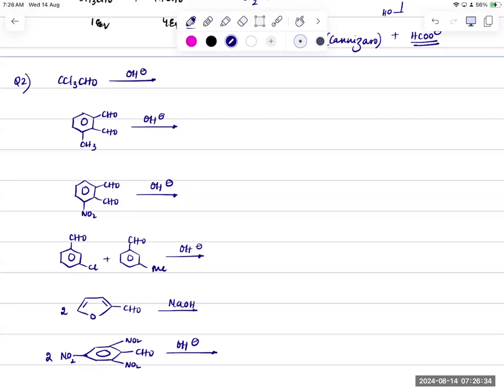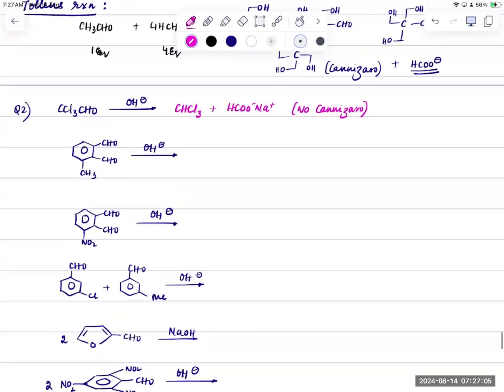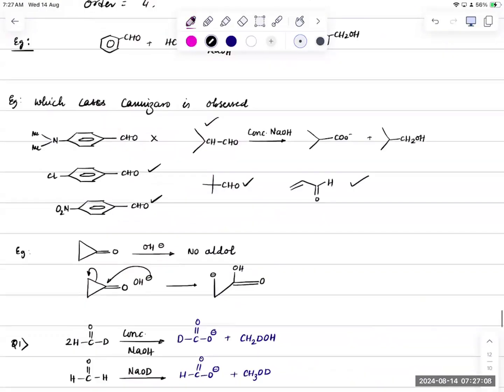Notice the first case. In the first case, what you will see, because CCl3 is a very good leaving group, as soon as the OH minus attacks here, CCl3 minus will go and not the hydride shift. So hydride shift is not happening here. So we will see CHCl3 will form, chloroform, and HCO minus Na plus. So remember, no Cannizzaro. So I will add this also to the list here when we wrote that. So you can see CCl3CHO, no Cannizzaro in this case.